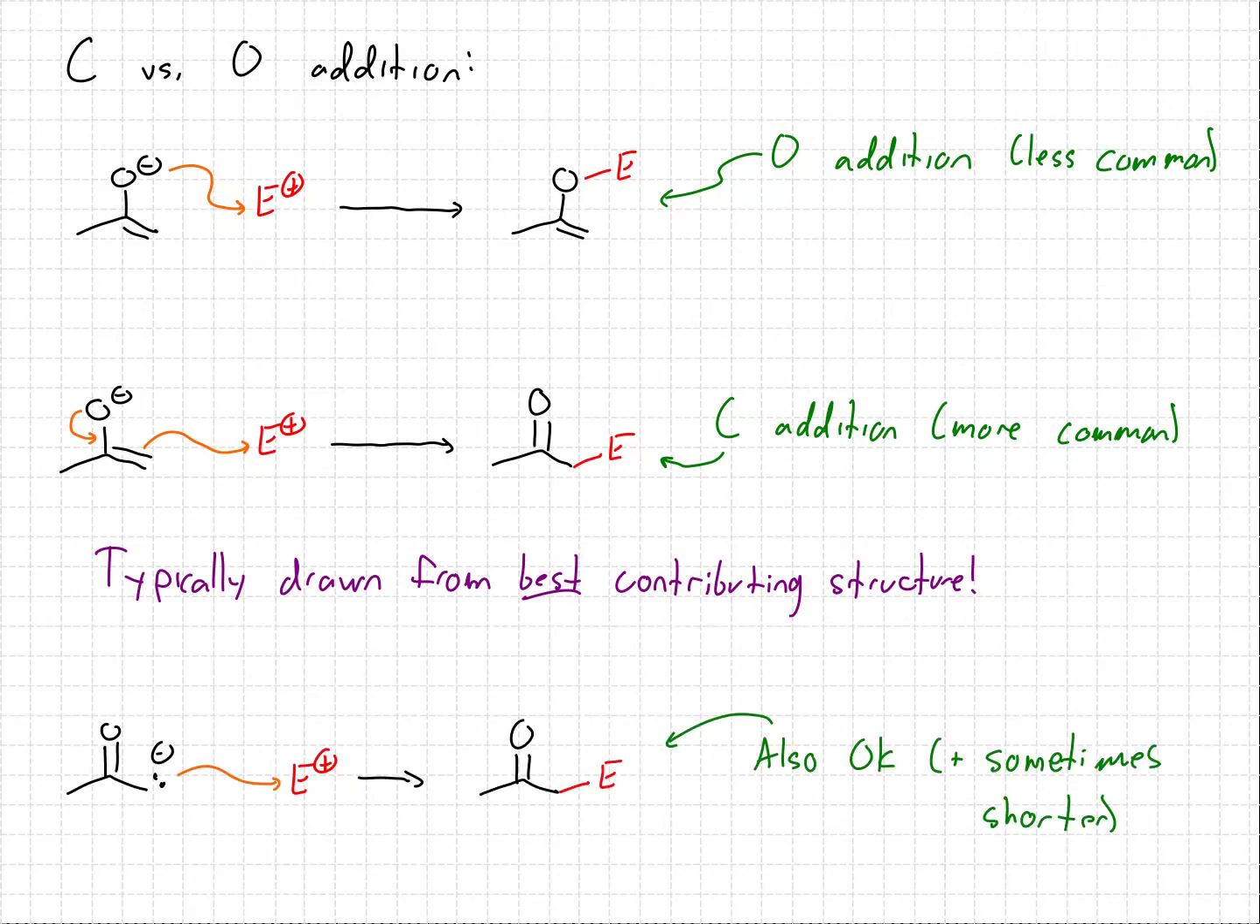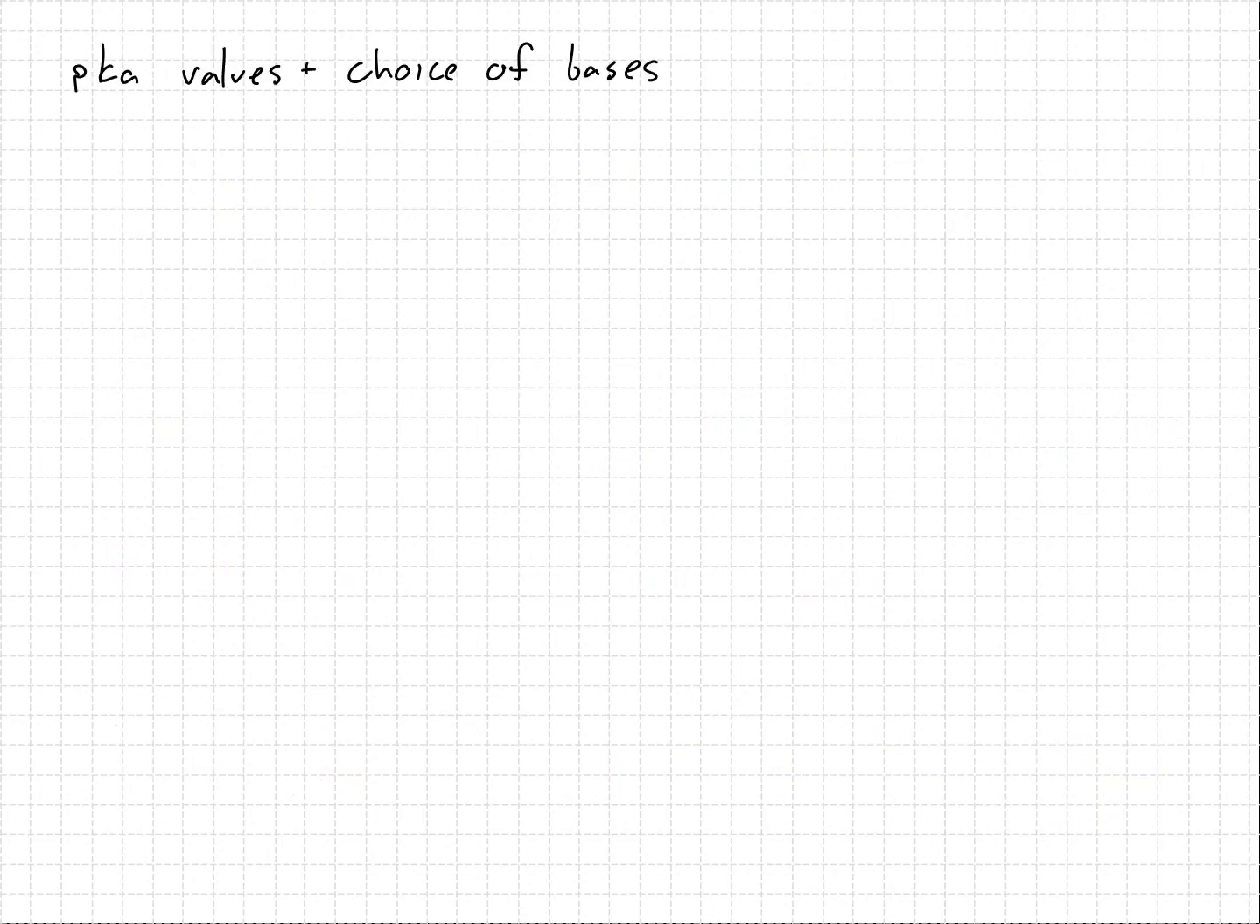There are some reactions where this will shorten our mechanistic path a little bit and reduce the number of arrows that we'll have to draw. This is also fine, although I'll try to use the most stable resonance form convention throughout. So how do we make these enolates?